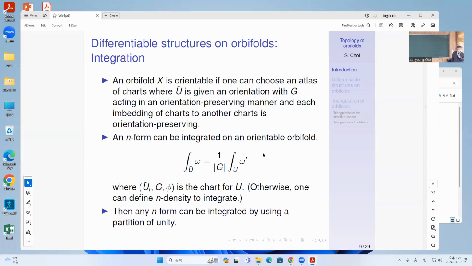So then any n form can be integrated using a partition of unity, right? Because once you have a partition of unity, you multiply by the n form, and then you integrate over all the charts, and then you take the sum. Okay, so that's exactly the same way it works for a smooth manifold.